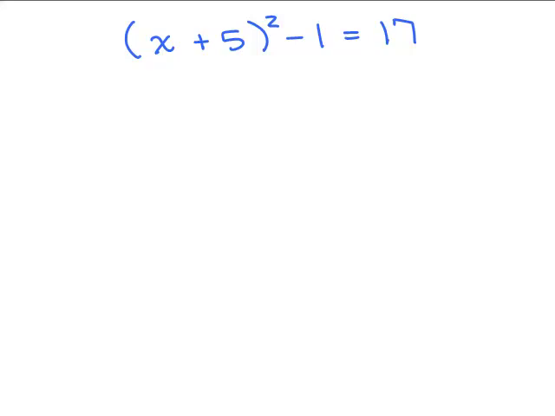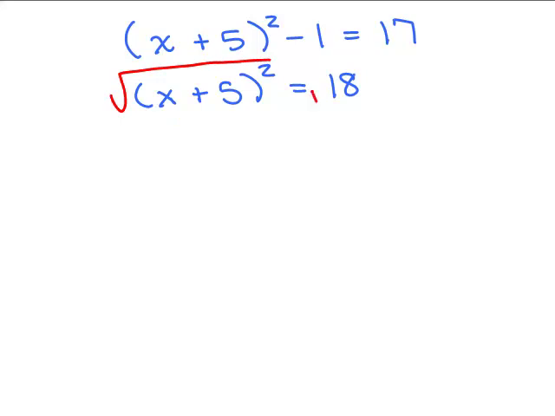All right, how are we going to start here? Well, we're going to have to start by adding 1 to both sides because we want to make sure we isolate the thing that's being squared. So if I add 1 to both sides, we have (x + 5)² = 18. So then we could take the square root of both sides. Now, remember, you have to put the plus or minus in front of the square root of 18.